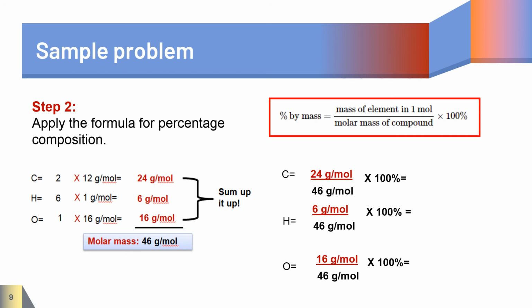Let us express our answer in decimal digits. We have 52.17%. For hydrogen, we have 6 gram per mole divided by 46 gram per mole times 100. That is equal to 13.04%. And for oxygen, we have 16 gram per mole divided by 46 gram per mole times 100. That is equal to 34.78%. If we sum it up, that is equal to 99.99% or almost 100%.